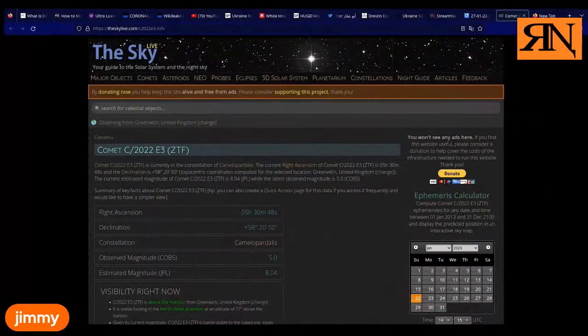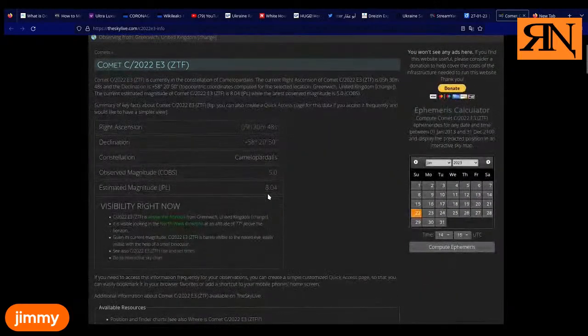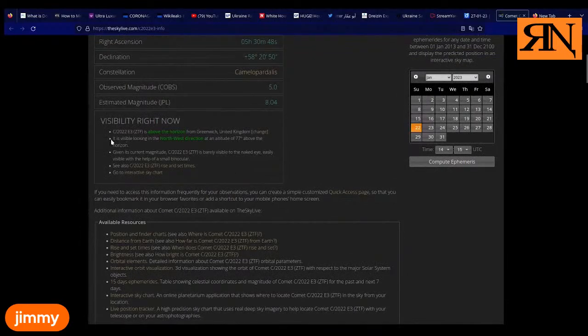There we go. There's the Sky Live. God, I'm still trying to learn how to use this software, and sometimes it just doesn't play ball. Well, I'll see if I can find out how to get the path of it. So we're in the browser, and so, visibility right now. C/2022 E3 is above the horizon from Greenwich, Kingdom. It is visible in the northwest direction at an altitude of 77 degrees above the horizon. Given its current magnitude, it's barely visible to the naked eye, but easily visible with the help of a small binocular. So that's not too bad.